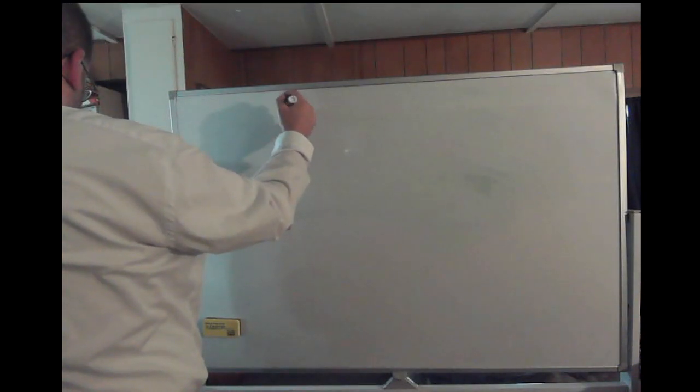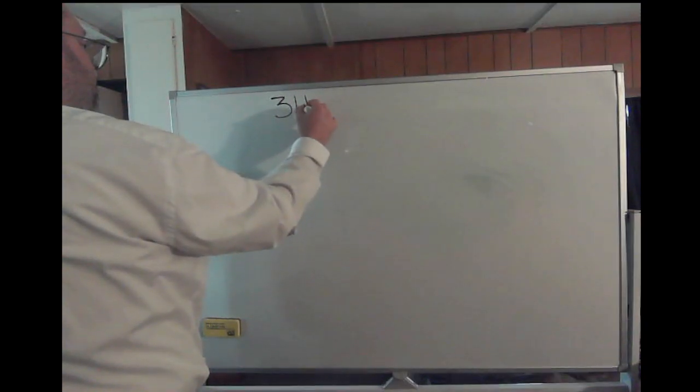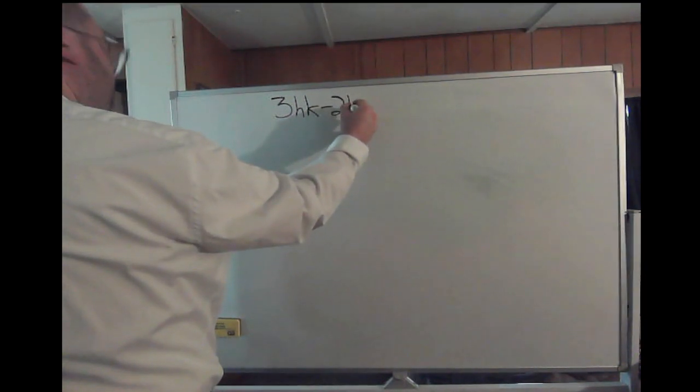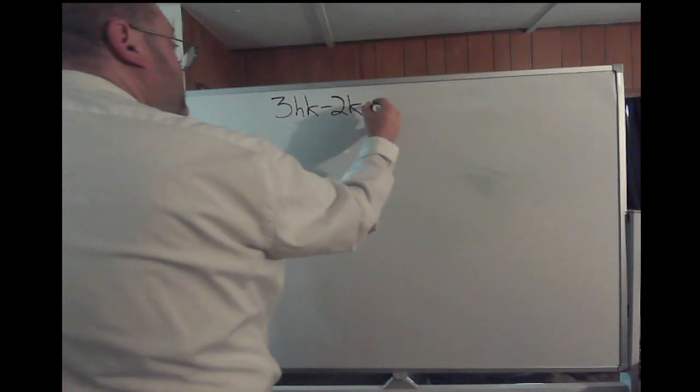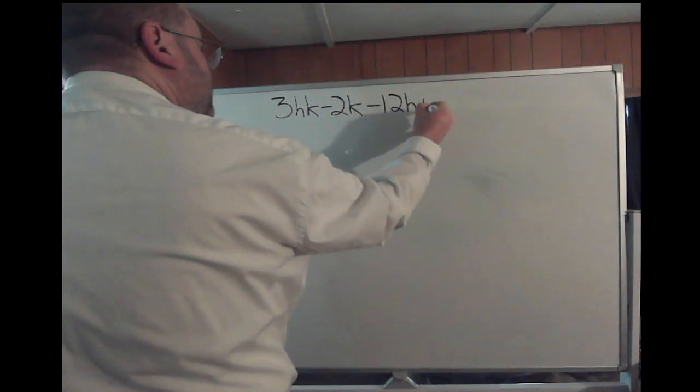I have, let's see, 3hk minus 2k minus 12h plus 8.